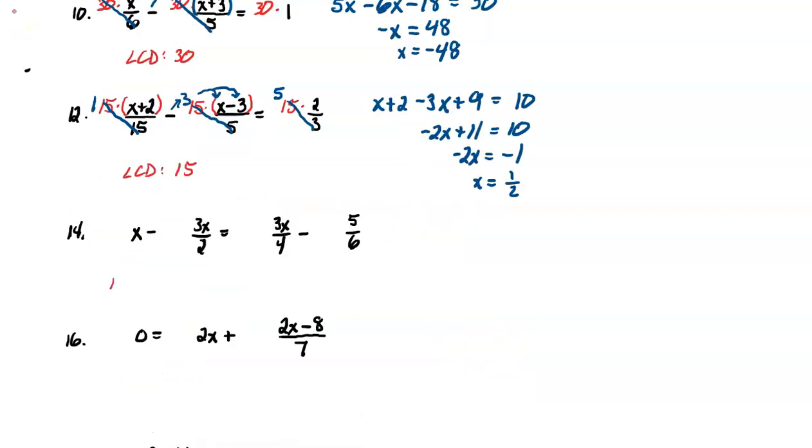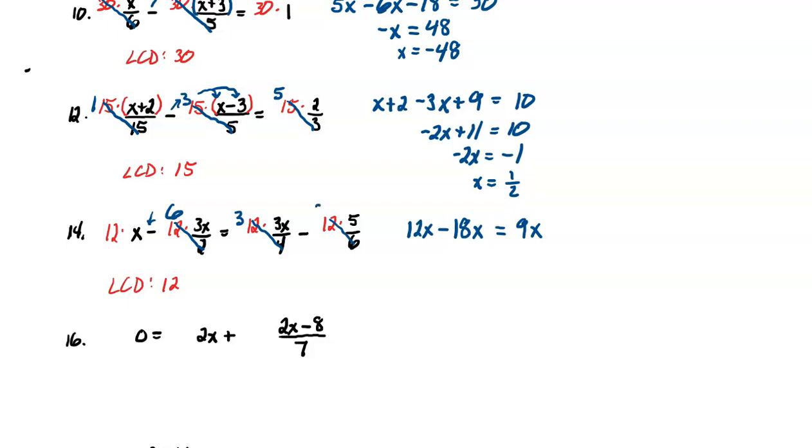Number 14, the LCD with the denominators 2, 4, and 6 is the number 12. Multiply all terms by 12. 12 times x is 12x. 12 divided by 2 makes a 6. In front of the 6 is this negative sign. Negative 6 times 3x is negative 18x. 12 divided by 4 makes 3. 3 times 3x is 9x.